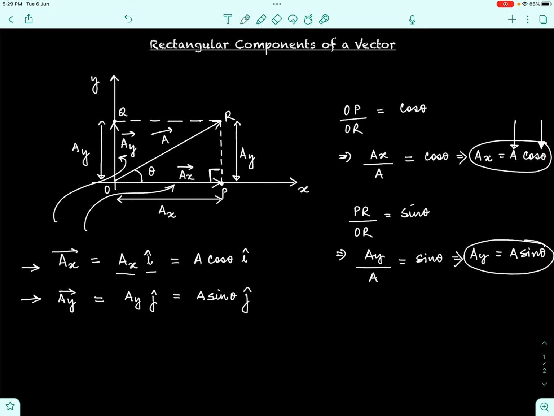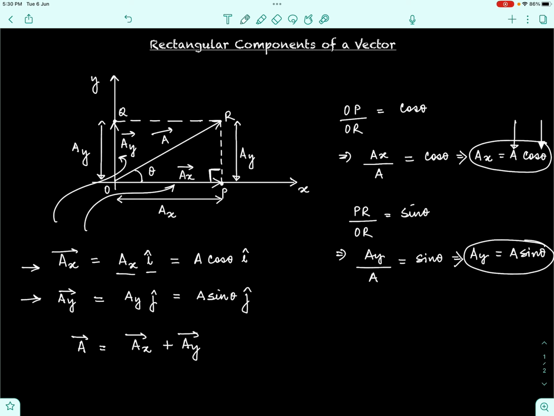Does it make you recall something? Does this figure look like the figure that we have studied for vector addition using the parallelogram law? If we consider the vectors AX and AY as the two sides of a parallelogram, then we know that their diagonal, which in this case is nothing but vector A, will give their resultant, right? So, from this figure we understand that the vector A can be written as the sum of vectors AX and AY.